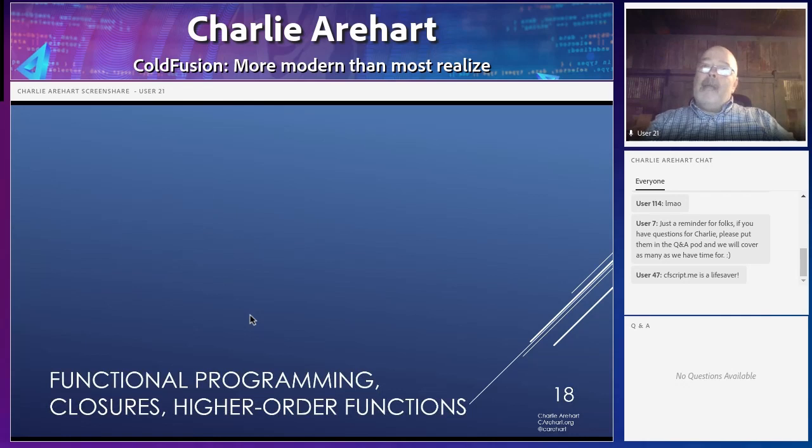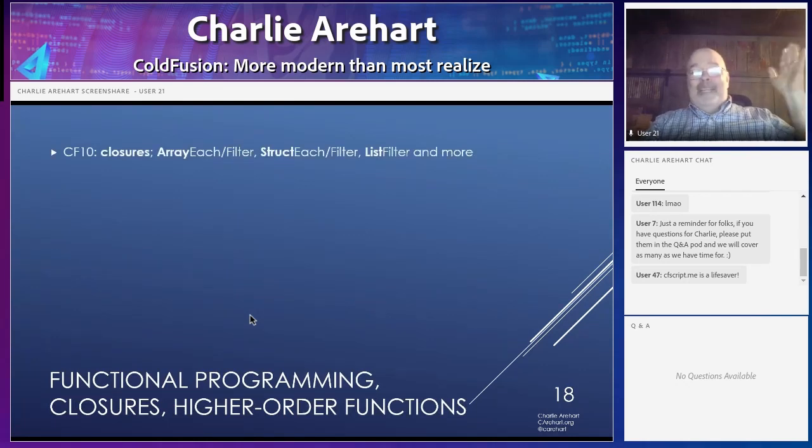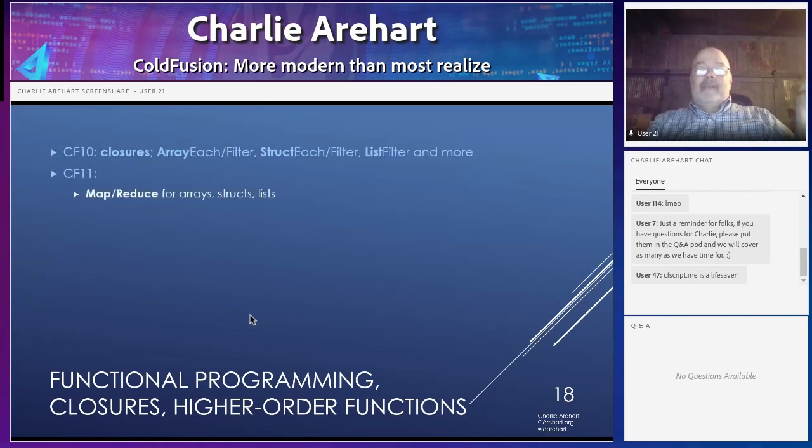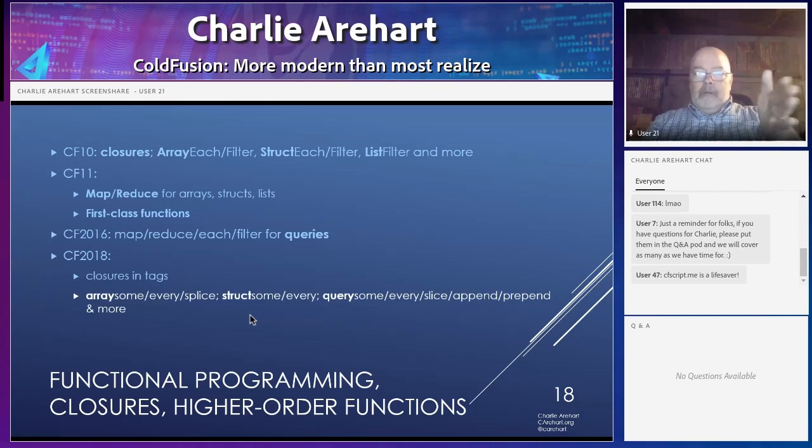Then there's functional programming. Lots of languages have moved to functional programming, closures and higher order functions. So has CFML. Since CF10, these concepts have been built in, including adding more in 11. So 11 added map and reduce and first class functions. And then 2016 added this for queries. And then 2018 added closures in tags and more things like sum and array every and splice for arrays, structs and queries. So anyway, just telling you the language has evolved tremendously and sometimes people are not aware and I'm just trying to make you aware. So check those things out.